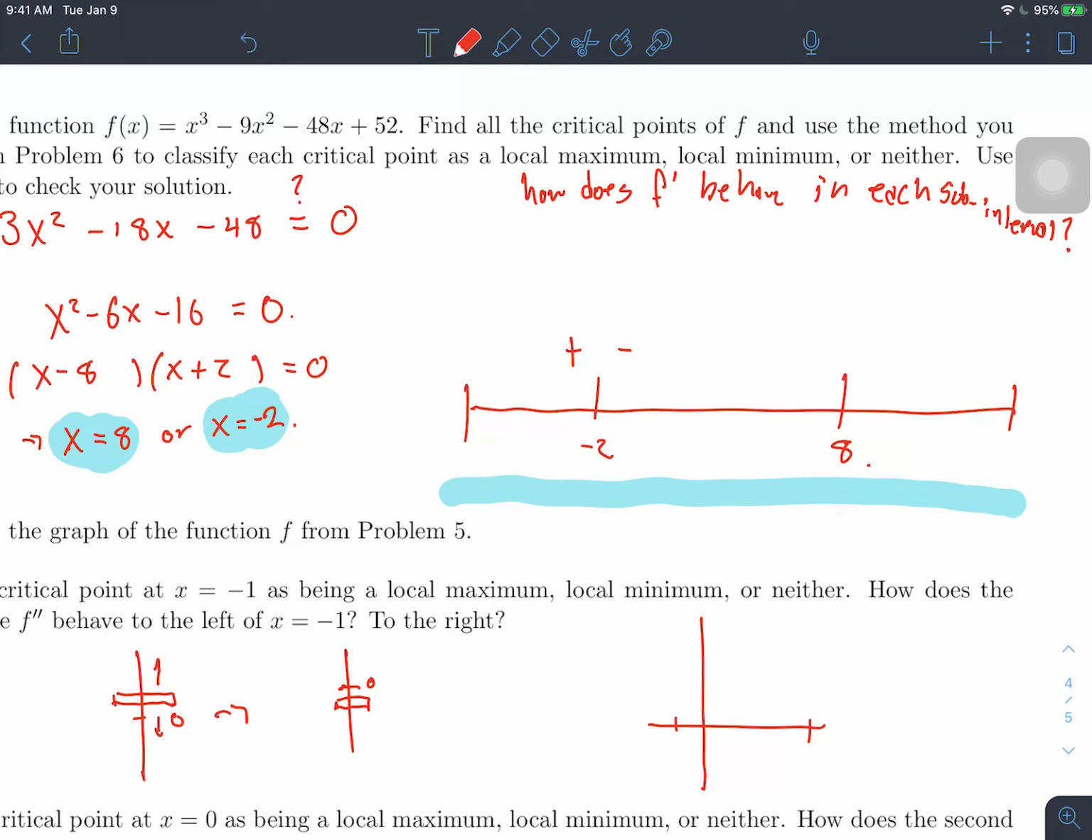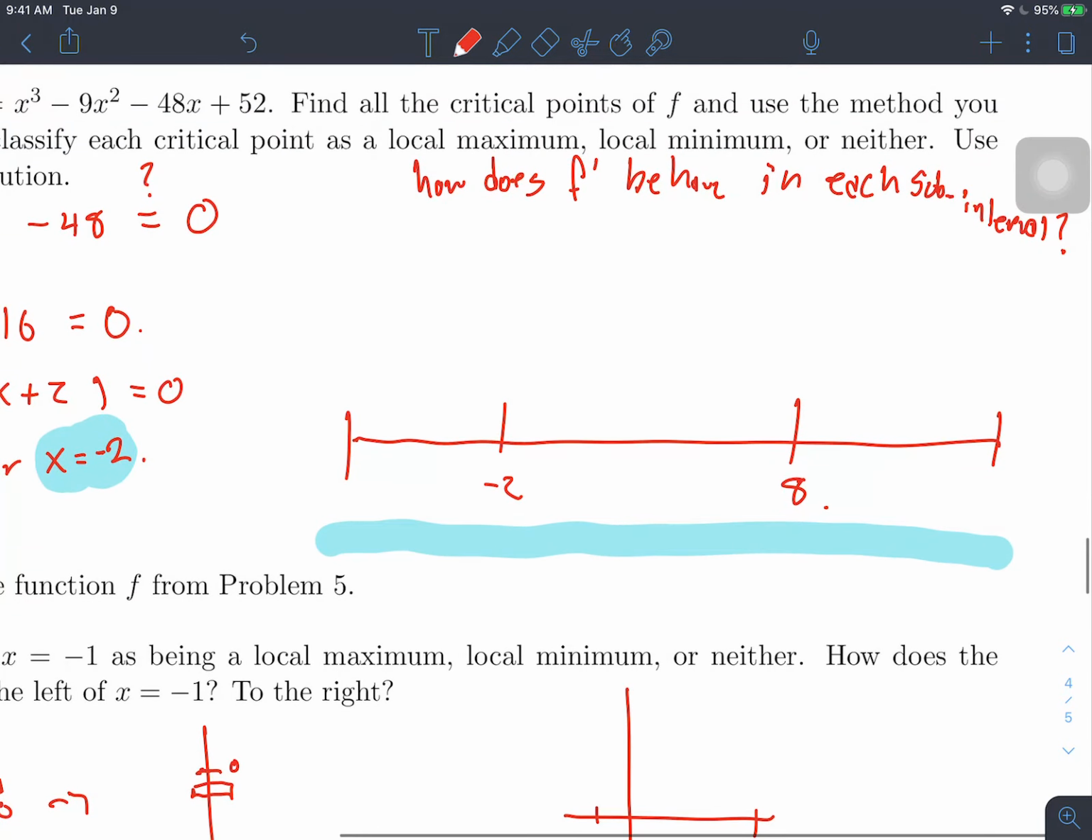Okay, so what am I going to do with this number line here? What I'm going to do is, since I know that the sign of the derivative, so f prime is... We're going to fill in the blanks for this spot, and then this spot, and then this spot, with either positive, negative, or 0, I guess, is an option. Okay.